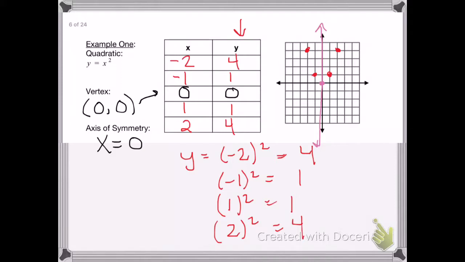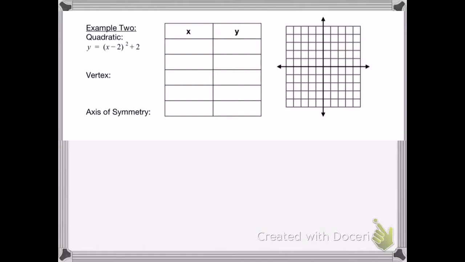The last thing I'm going to do is connect my dots. Make sure you put those arrows at the end, and that is all. So that's example number 1. We found our vertex, found our axis of symmetry, plugged in numbers to get other points, and then graphed it. Let's move on to example number 2.